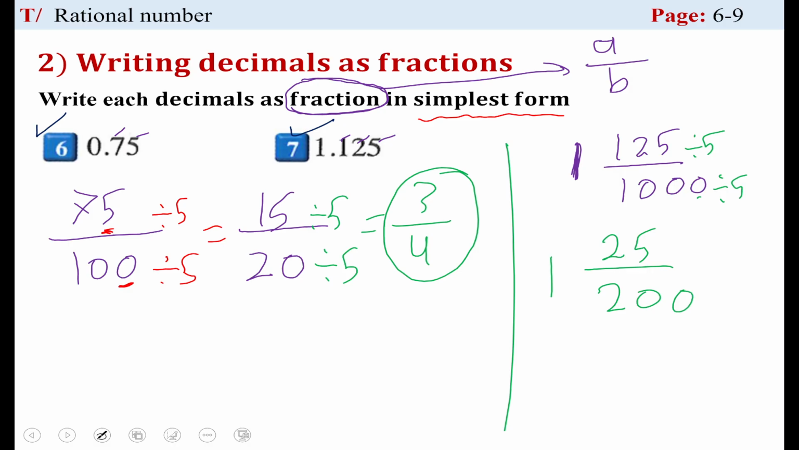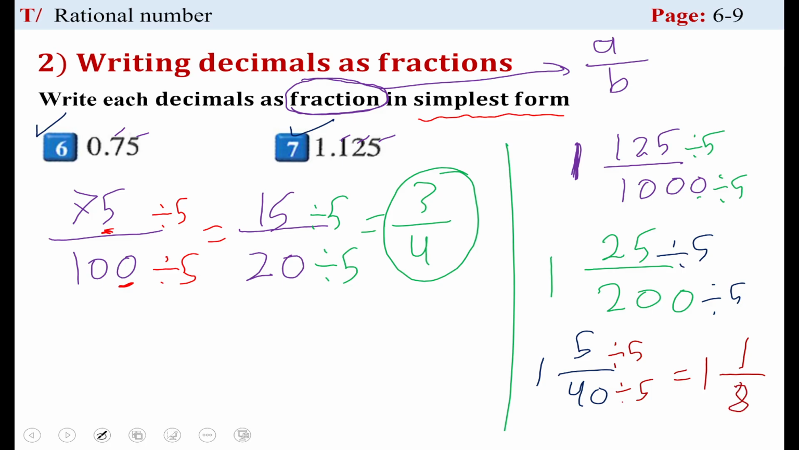Okay. Still we can simplify it more. Divided by 5 again. Why I divided by 5? Because the last digit is 0, this one is 5. So 25 divided by 5, it's going to be 5. And 200 divided by 5, it's going to be 40. Still we can simplify more. Divided by 5 again. 5 divided by 5, it's 1. 40 divided by 5, it's going to be 8. So 1 over 8. Okay.